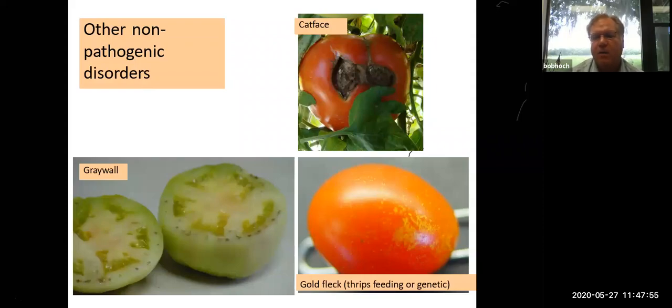This gold flecking on the right-hand side, I feel like this one is mostly, in this case, it could be thrips or genetic, but this one looks to me like a little bit of a genetic issue, not thrips feeding in this particular picture, and nothing really to be concerned about there. Certain environmental conditions will make this express itself a little bit more, but not a big deal.